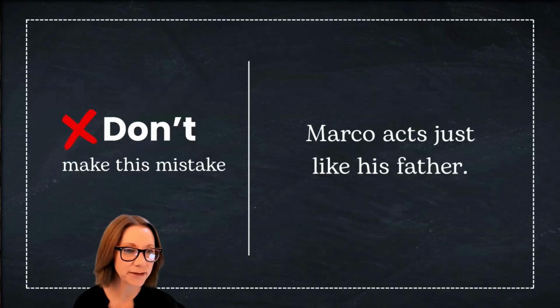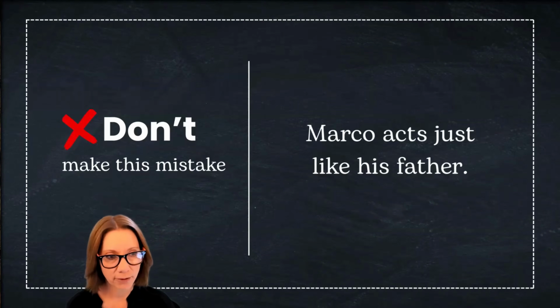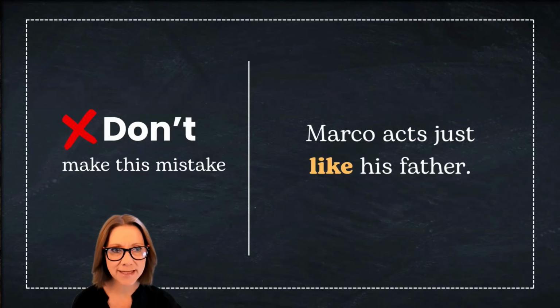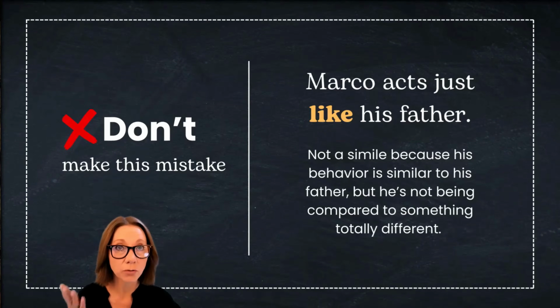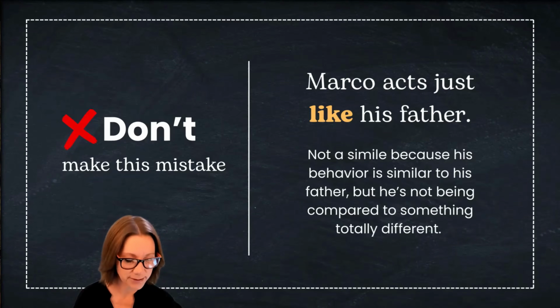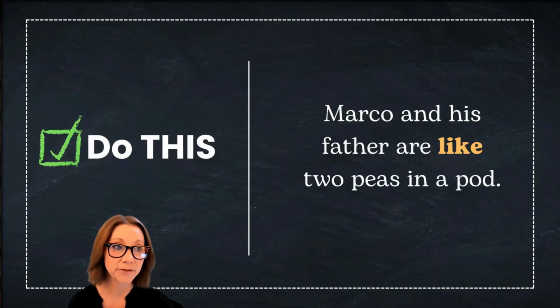So don't make this mistake. I see students doing this where it says, Marco acts just like his father. And we think that it's a simile because it has the word like in there, but it's not actually a simile. And this is because the behavior is similar to the father, but he's not being compared to something totally different. So you don't want to compare this one person is just like this other person. That won't create a visualization in their head. Instead, you could say Marco and his father are like two peas in a pod.